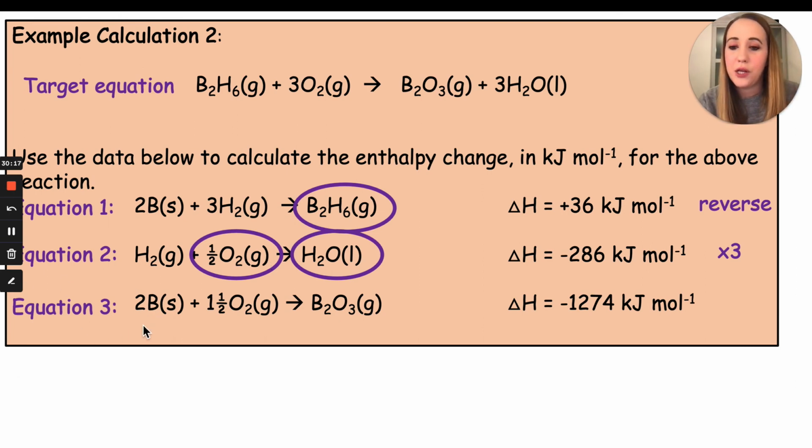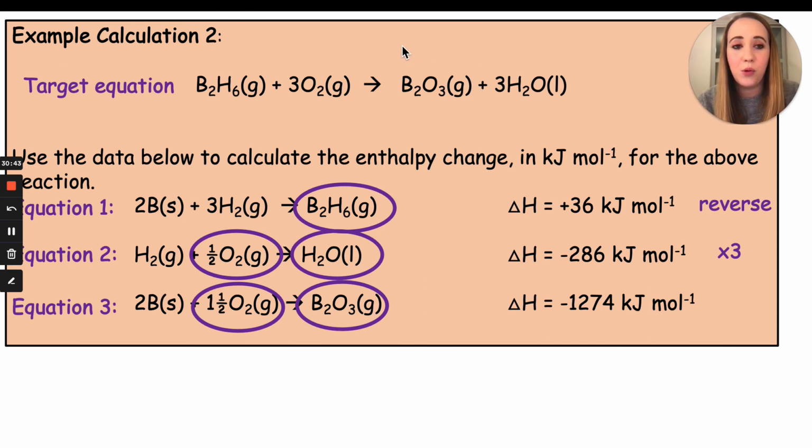Looking at equation 3, boron's not part of our equation. There's the oxygen that's going to go together with equation 2's oxygen. But our priority for equation 3 is the B2O3. So that's the only place this appears, and it's in exactly the right place.